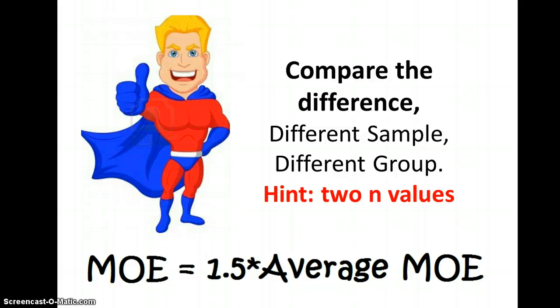The other thing is when you've got a different sample, and the big hint here is you get 2 n values. So you might have a poll 3 months ago and a poll today. They both might have a sample size of 1,000, but they're actually 2 different sets of people. So if you've also got 2 different groups within the same sample, males and females, they are treated as 2 separate mini samples, if you like. So when you're doing that, you do 1.5 times the average margin of error.